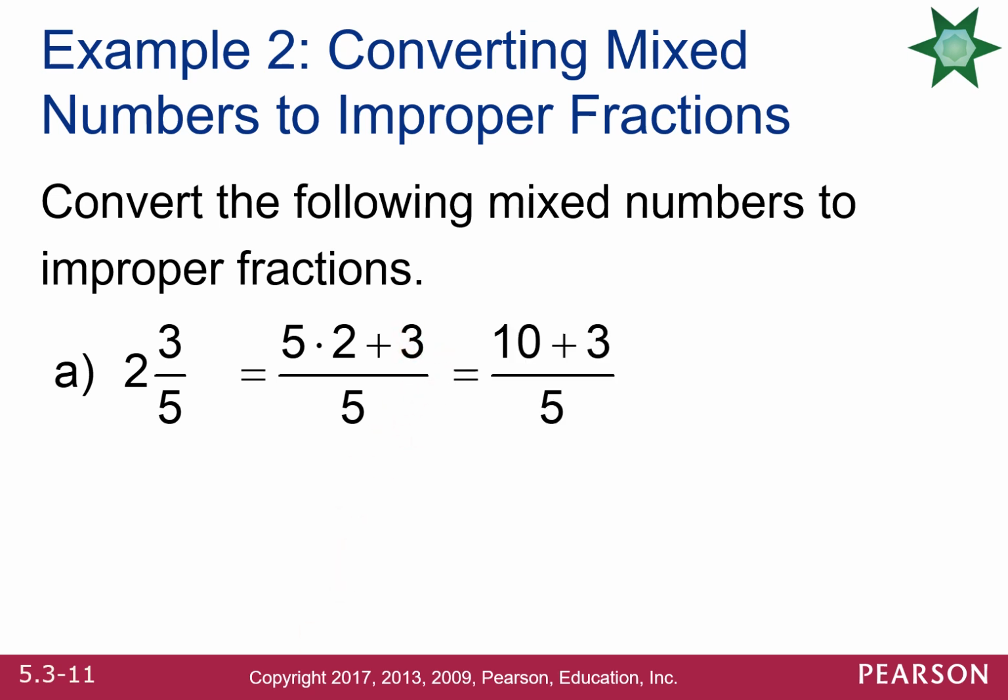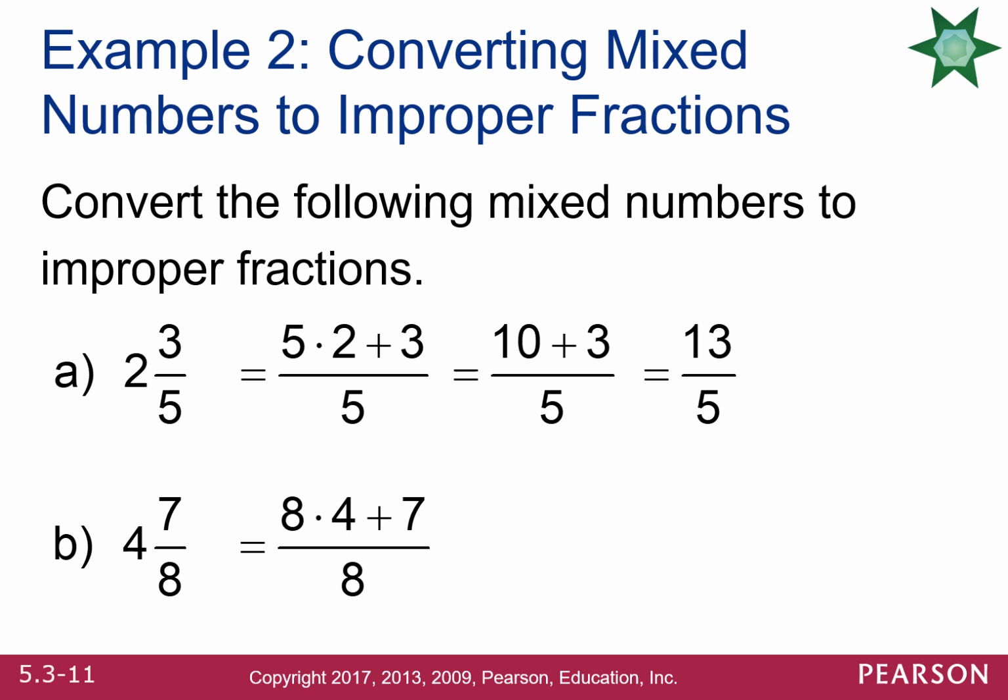So let's see the final answer. 5 times 2 is 10, plus 3, divided by 5, gives us 13 over 5. All right. So there's another example following this. So let's see what the next number is. The mixed number is 4 and 7/8. So in the next step, we should see the same denominator as in the mixed number.